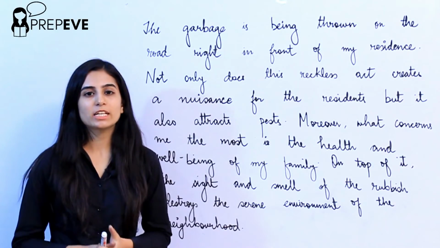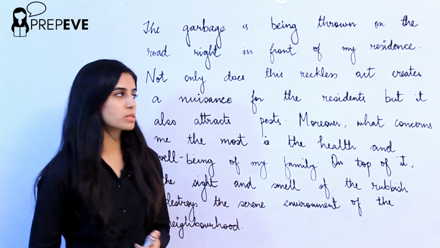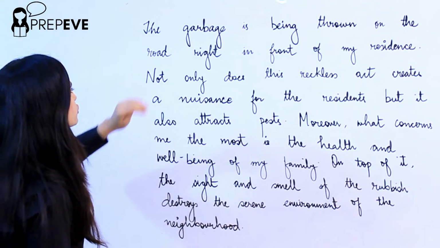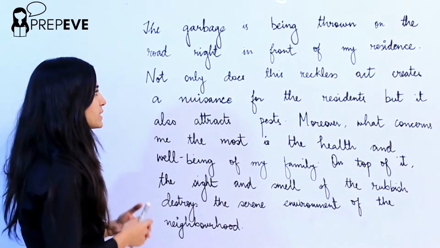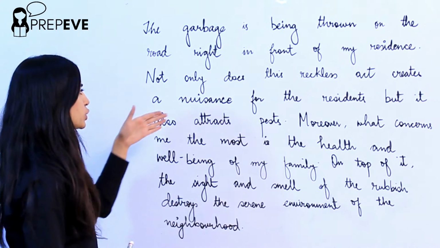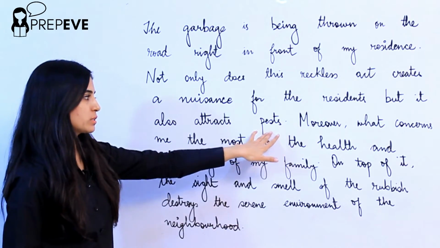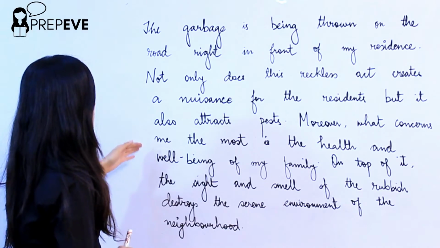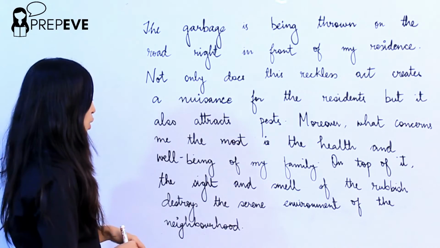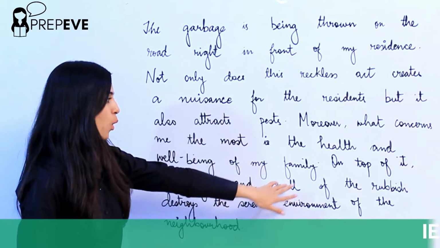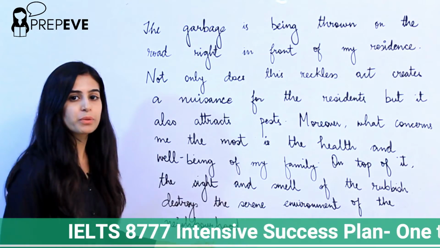Let's move on to the next bullet point, in which we have to describe why the situation bothers us. The garbage is being thrown on the road right in front of my residence. Not only does this reckless act create a nuisance for the residents, but it also attracts pests. Moreover, what concerns me the most is the health and well-being of my family. On top of it, the sight and smell of the rubbish destroys the serene environment of the neighborhood.